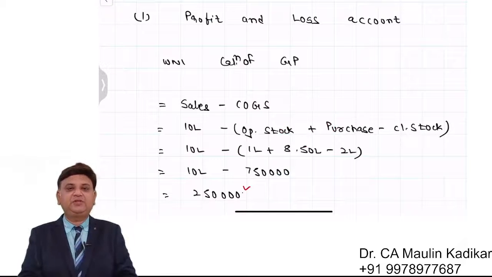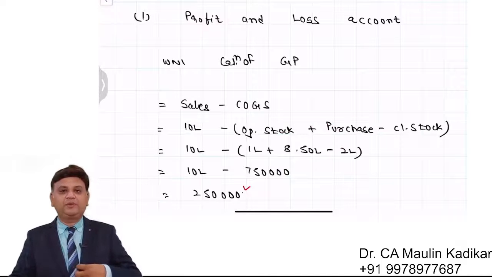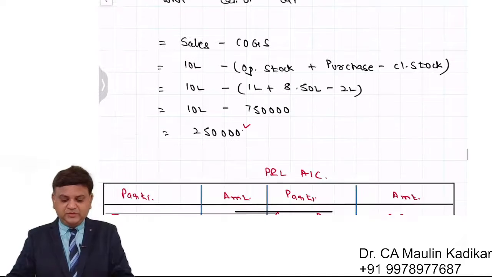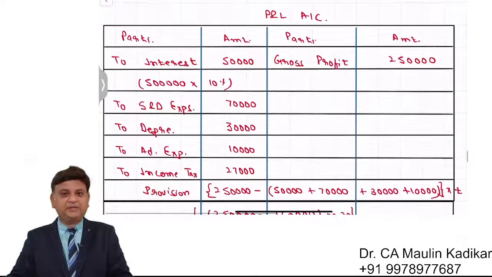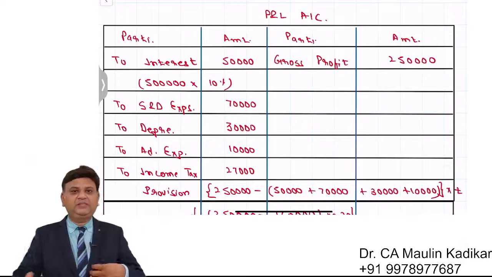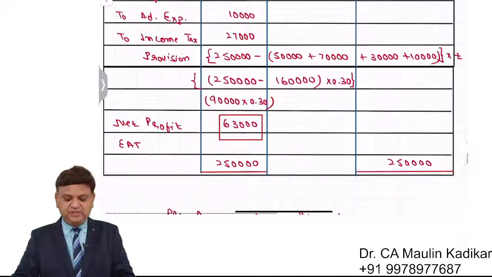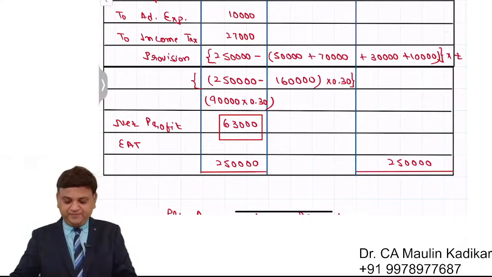So let us have the revision of the entire answer. In the first question, we have been asked to prepare the P&L account. So first of all, we compute the gross profit. Then we prepare the P&L account. On the credit side, we'll have the gross profit. And on the debit side, we will have all expenses which are deducted from the gross profit to compute the PBT. Say tax is calculated at the rate of 30% and profit after taxes is found.